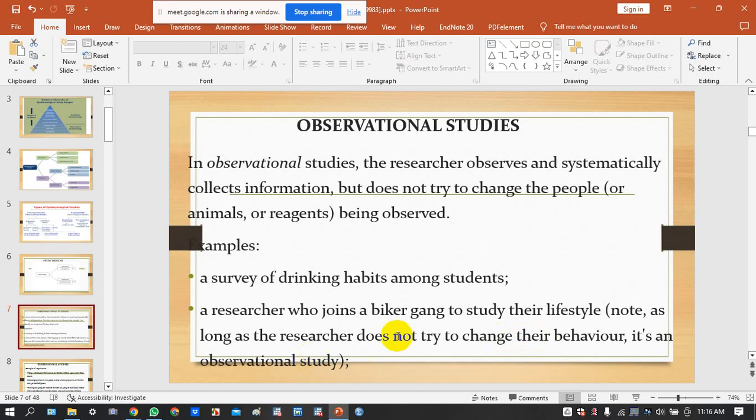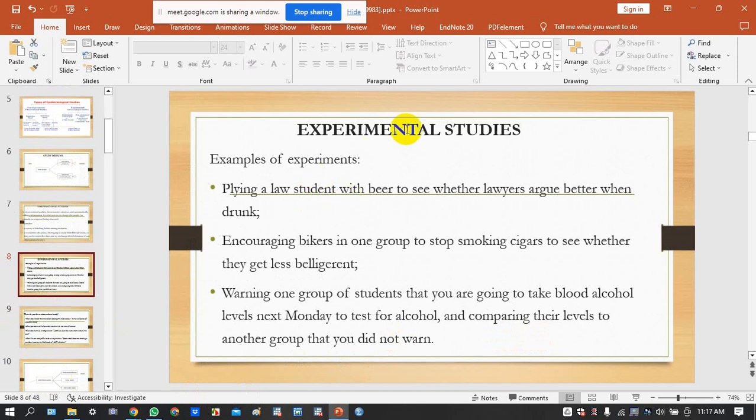So note, as long as the researcher does not try to change their behavior, it is an observational study. But I've explained the experimental studies. That's when you intervene in the study.